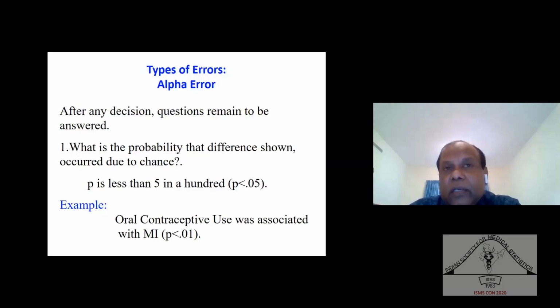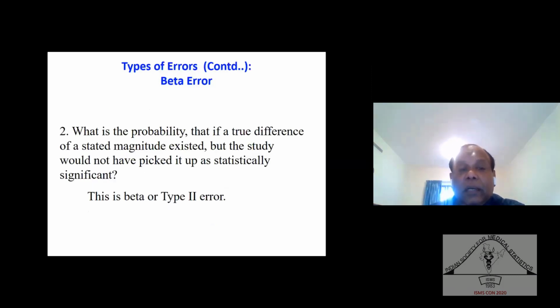In simple English, it means that this statement may be wrong. I'm saying oral contraceptive is a risk factor for myocardial infarction. This statement could be a mistake, a wrong conclusion, 1 out of 100 times. Otherwise, the complement is that over 99% of the time I am right in saying that oral contraceptive is a risk factor. So we use the word chance. It basically means that this conclusion may be wrong 1 out of 100 times. This is very simple English.